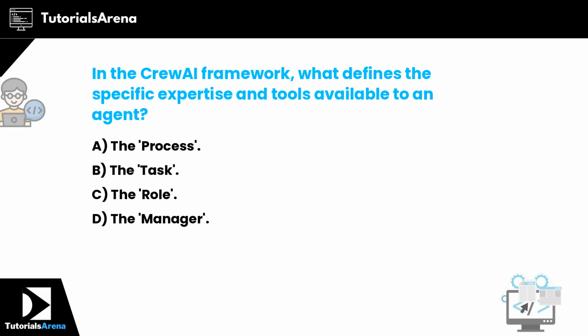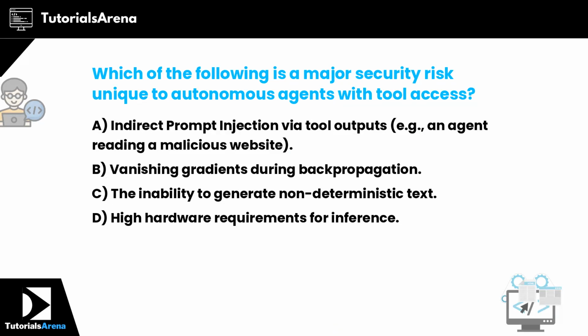In the CrewAI framework, what defines the specific expertise and tools available to an agent? The correct answer is option C. The role. Which of the following is a major security risk unique to autonomous agents with tool access? The correct answer is option A, indirect prompt injection via tool outputs, e.g., an agent reading a malicious website.